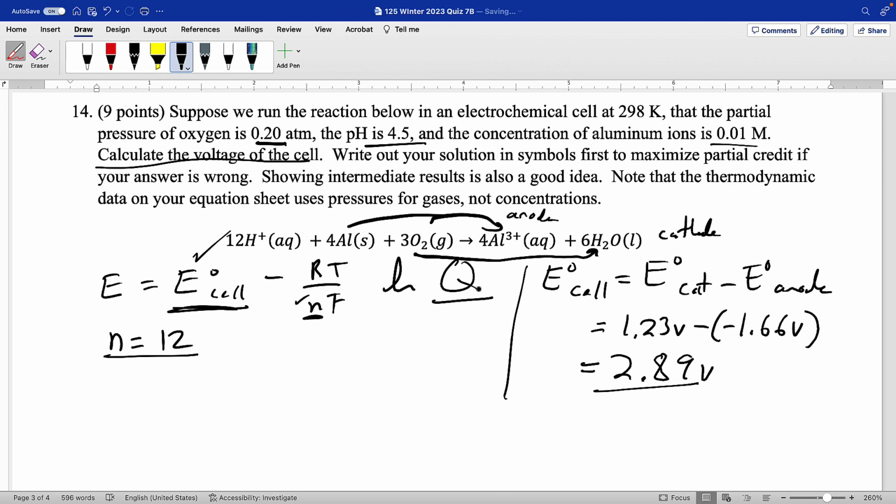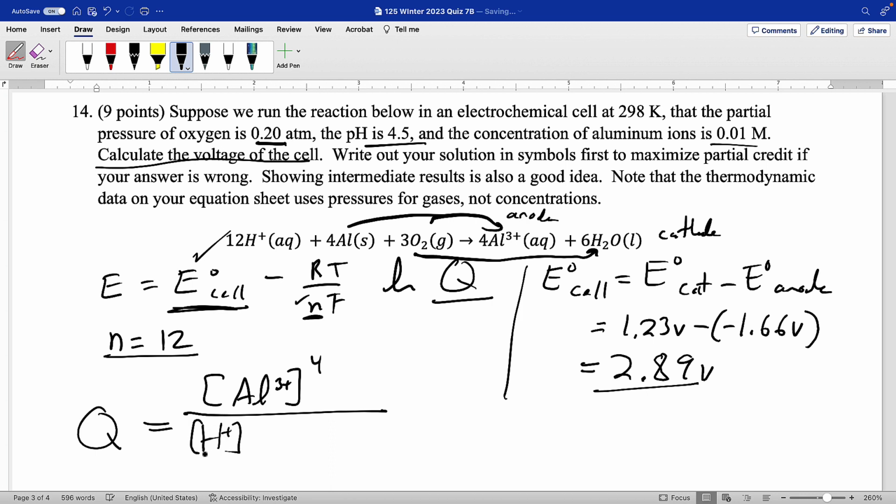Now we do need Q, so we have to write out an expression for Q first. Products over reactants. So we've got aluminum, and we're going to put that to the 4th. We've got hydrogen ion, and that's going to be to the 12th. And then we've got oxygen, and we normally use the partial pressure of oxygen for gases. That's the default standard state. So partial pressure of O2, and that is going to be to the 3rd.